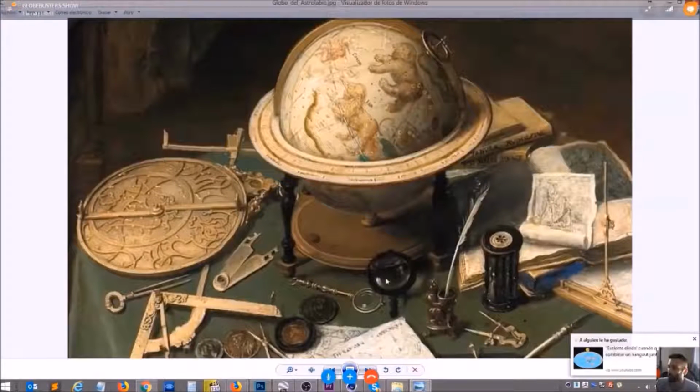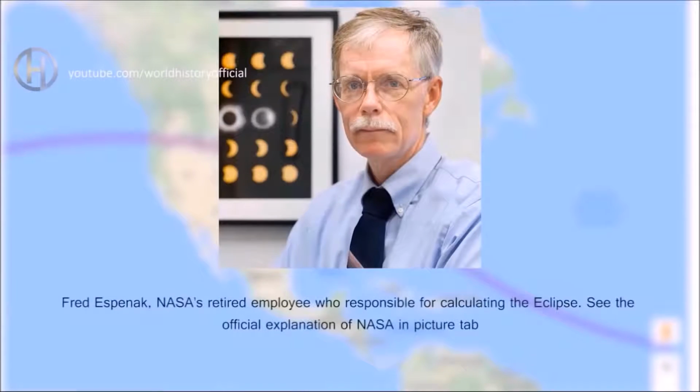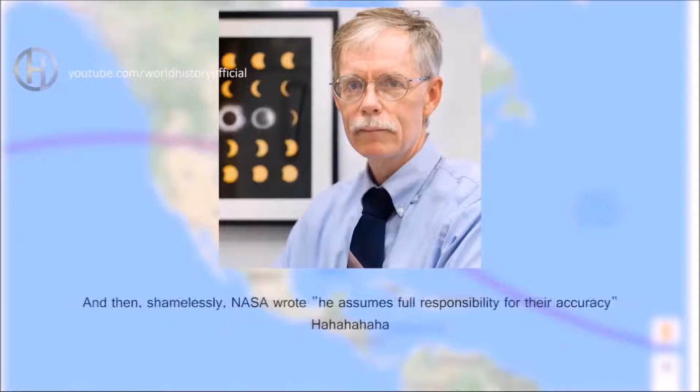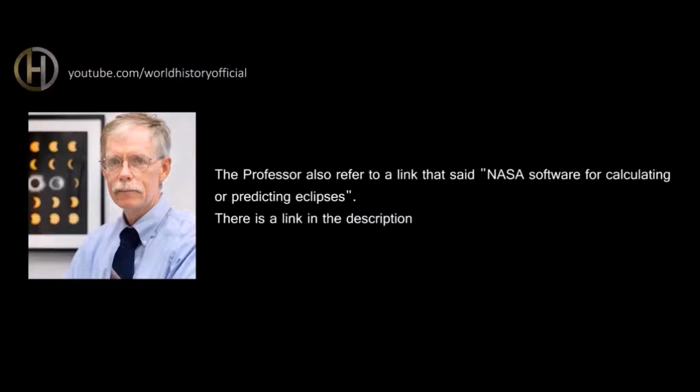Bada bing. Fred Espenak, NASA's retired employee who is responsible for calculating the eclipse. See the official explanation of NASA in the Picture tab. And then, shamelessly, NASA wrote, he assumes full responsibility for their accuracy. From here, we can draw the conclusion. Fred Espenak is a rare human being. So rare that even after retirement he remains the only source of NASA in predicting the eclipse.